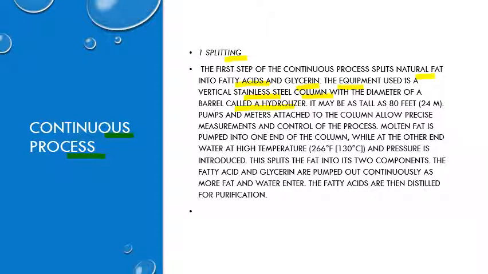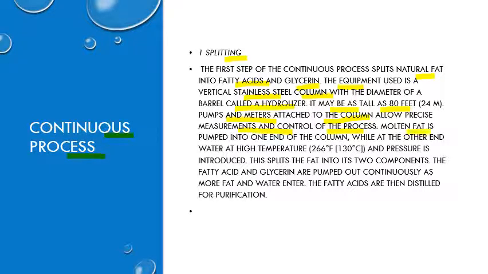So this is one of the important steps. First of all, the fat converts into the fatty acid and the glycerin in a hydrolyzer. Understood? It is made of stainless steel, and it may be as tall as 80 feet. Pumps and meters are attached to the column, allowing precise measurement and control of the process.